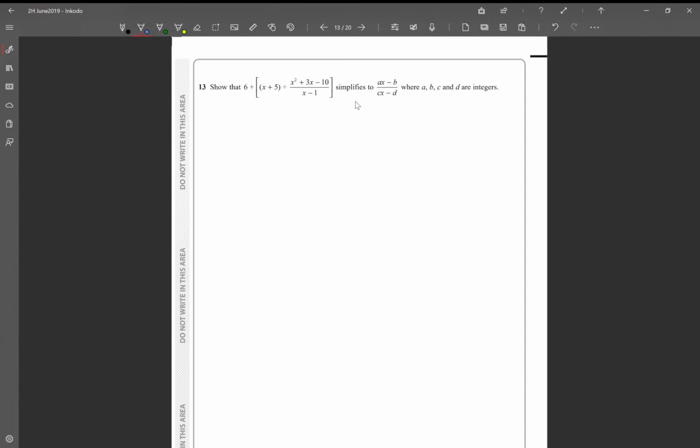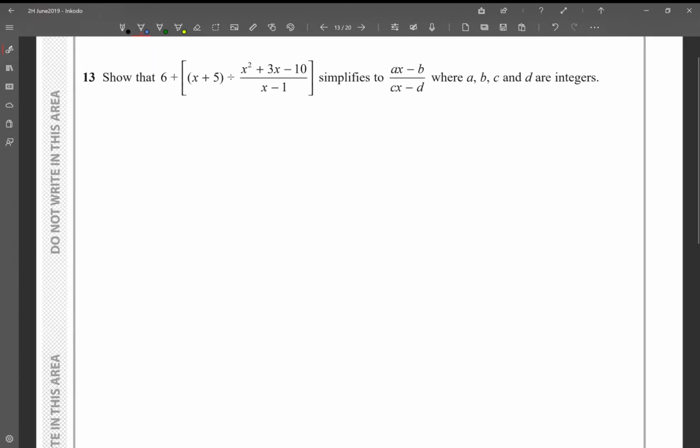You can obviously pause it and have a go. I'm now going to go through it. This is actually from the June 2019 paper, second paper 2H. So this is from an actual GCSE.